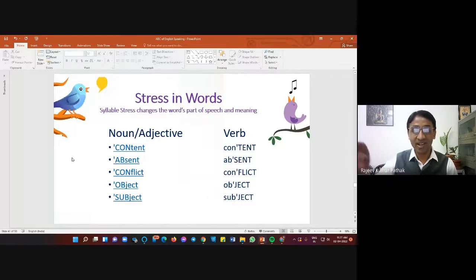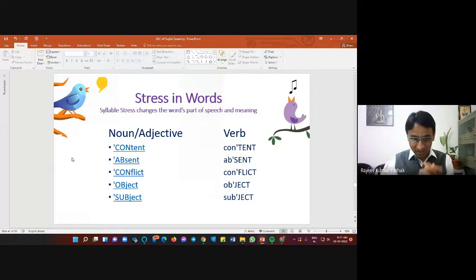Similarly, absent, noun or adjective from the class, absent, absent. Similarly, conflict, noun or adjective, conflict; verb, conflict. Object is वस्तु, object विरोध करना. Subject, subject.